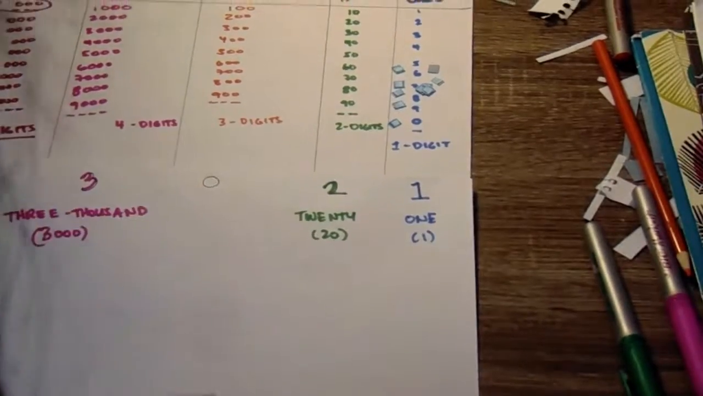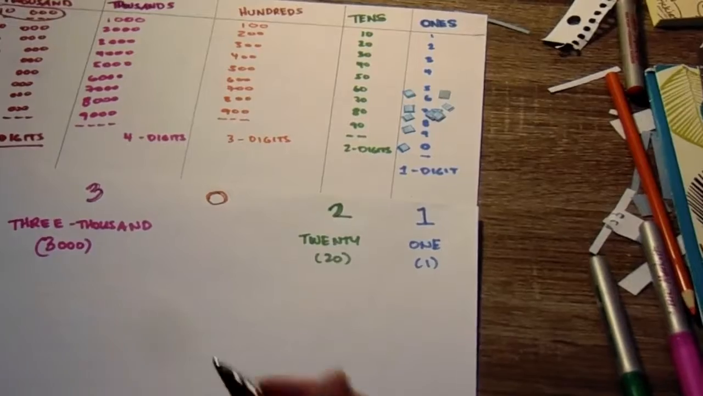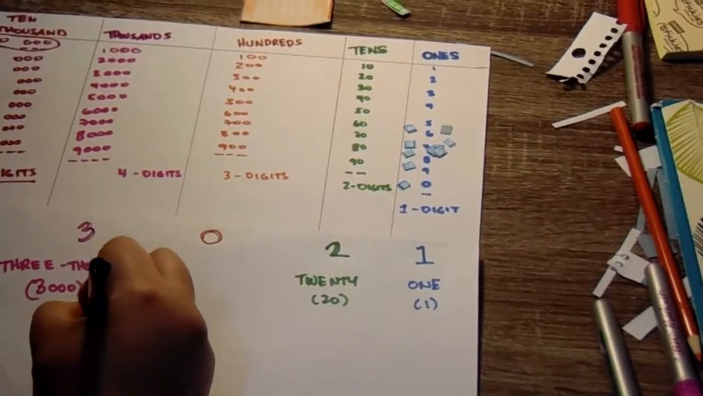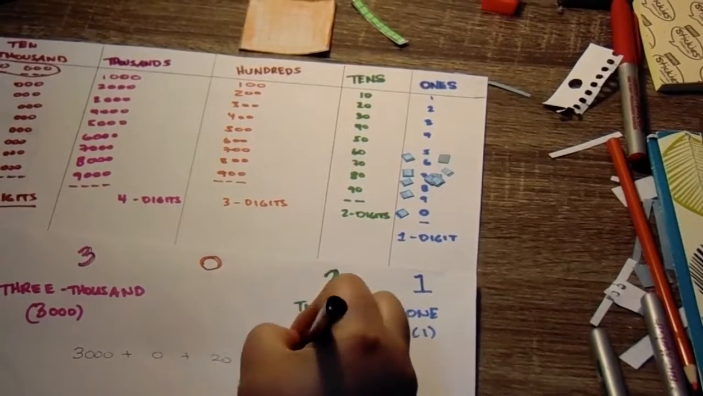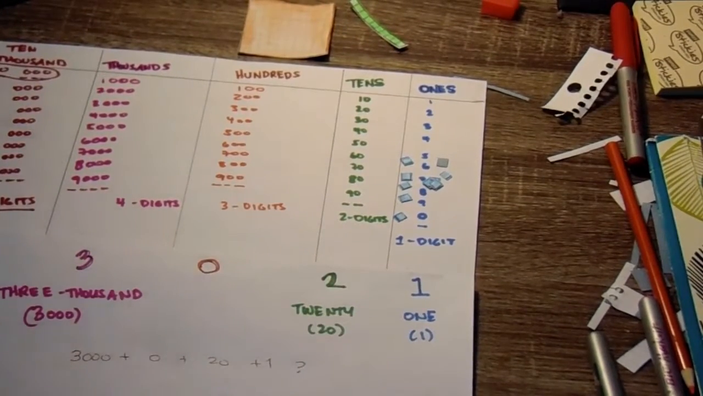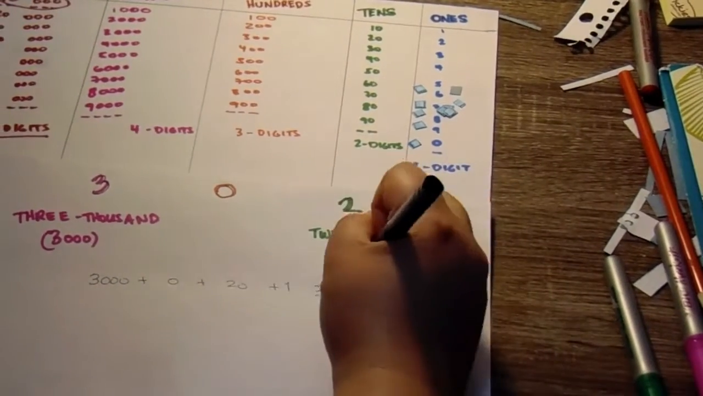But what happens when there is a 0 as one of the digits? Let's look at a number like 3021. Let's line up the numbers to the most right again and see what each number represents. From the left, 3 means there are 3 thousands. 0 means there are 0 hundreds.